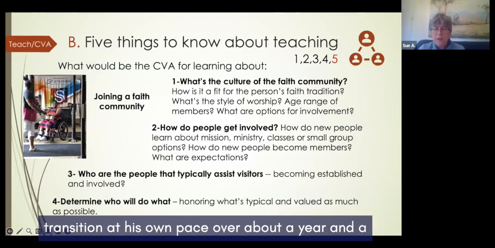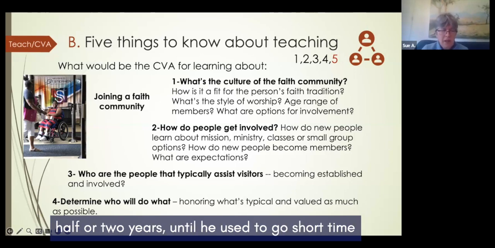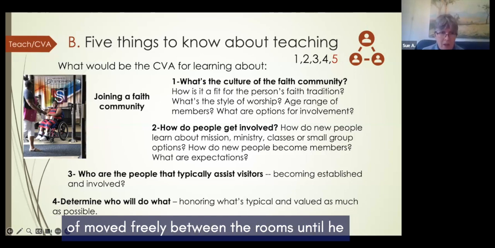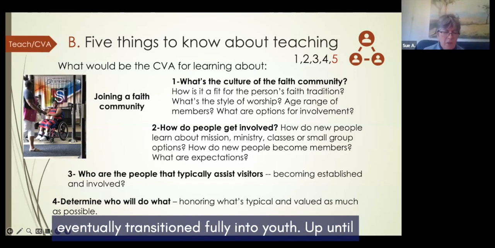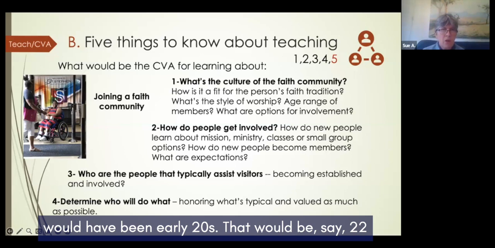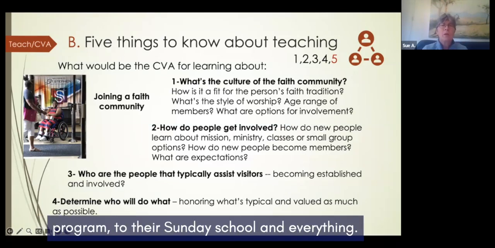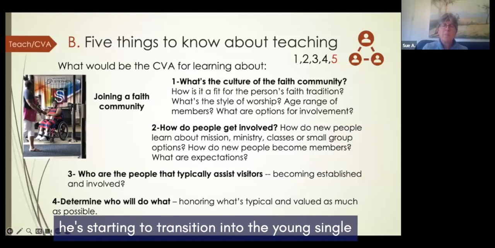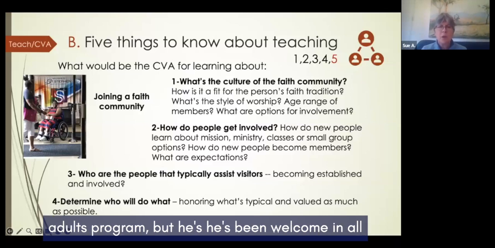And he was just allowed to transition at his own pace over about a year and a half or 2 years, until he used to go for a short time to youth, then he'd go back to primary. He just moved freely between the rooms until he eventually transitioned fully into youth. Up until the start of COVID and the lockdowns here, he would have been early 20s, say 22 or so, and he was still going to the youth program, to their Sunday school and everything. Since then he's still going into them, but he's starting to transition into the young single adults program. But he's been welcome in all the groups.